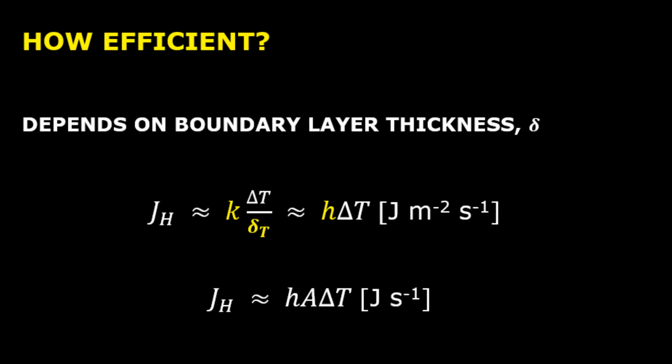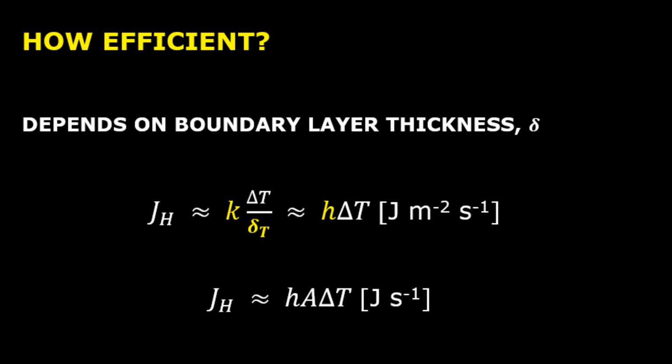Now, if you wish to compute the global heat flux in your system, which is the total amount of heat which is gained or lost by a fluid system, then you can just compute the heat flux over the whole heat transfer area. So you have JH, which is the convective heat flux, roughly equal to an effective heat transfer coefficient H times the area times the temperature difference between the fluid and the surface.